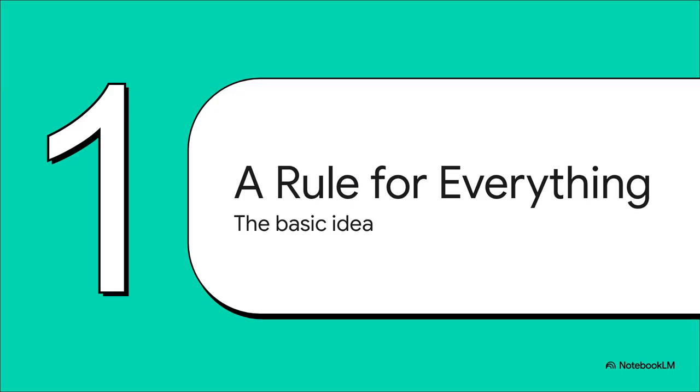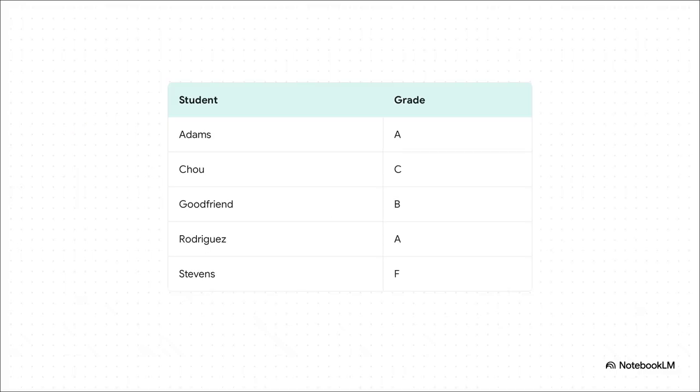So, to really wrap our heads around what a function is, let's start with something super familiar, a real-world example we've all been through: getting grades in a class. The easiest way to think of a function is as a rule. It takes an input and it assigns an output. That's it. In this case, the input is the student and the output is their grade. Adams gets an A, Chow gets a C, you get the picture. This simple table, it's a perfect function in action. Every student is assigned exactly one grade.